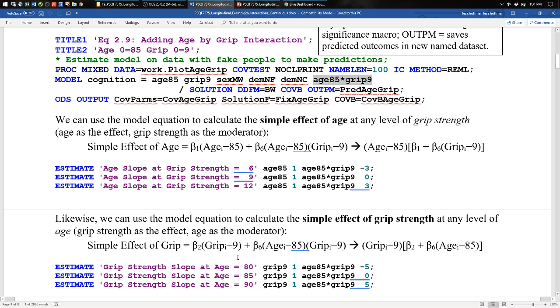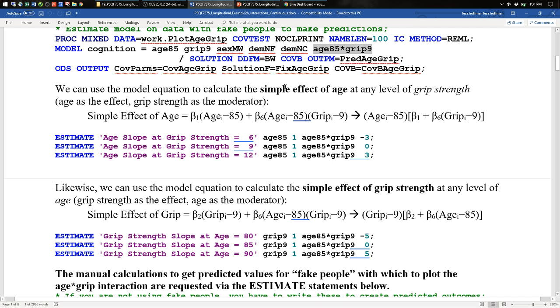Go the other way to find the simple effect of grip, where it's beta 2 and beta 6 this time. The idea is that we're going to be filling in these simple slopes with low, medium, and high values of the moderator, as given in the estimate statements. The first 3 lines here are asking for the effect of age for different levels of grip strength. The second 3 lines are flipping it around, asking for the effects of grip at different ages.